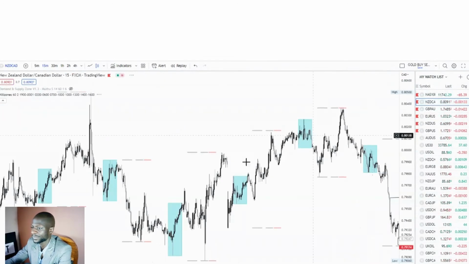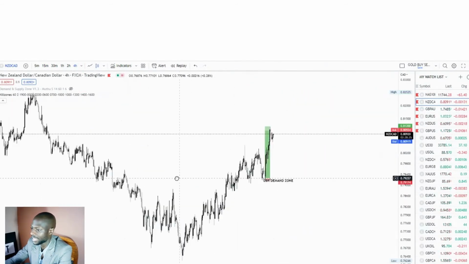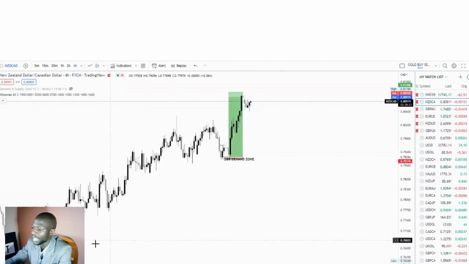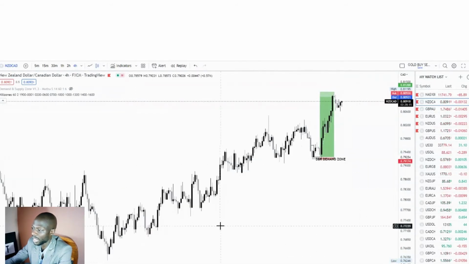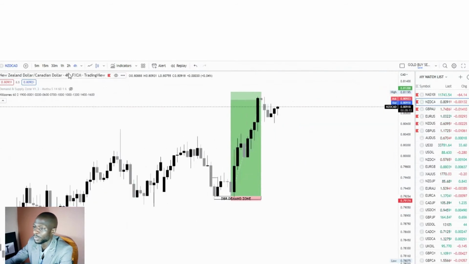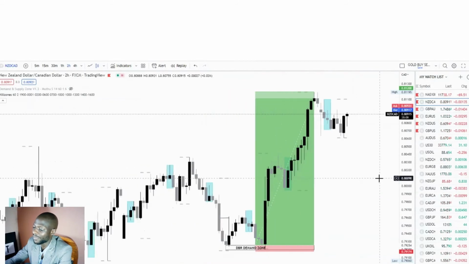NZD CAD. So let's go to the higher time frame. We start from there. Okay, so you can clearly see that we've been having an uptrend for some time now, right? You can clearly see that from October we've been seeing the market going to the upside. Okay, great. So what are we looking for? We're only looking for buying opportunities. So what are we looking for right now? We're looking for significant change of character.